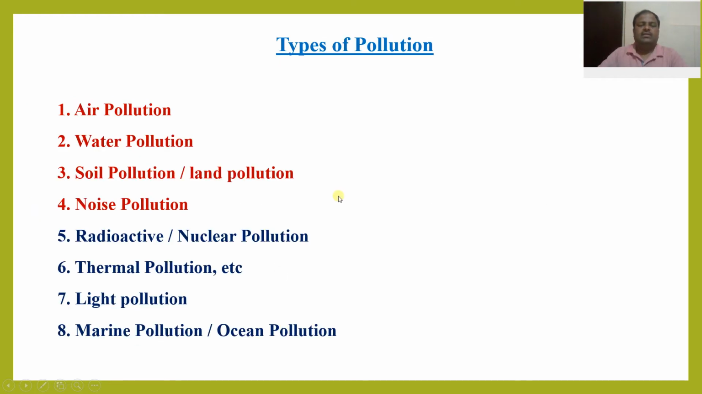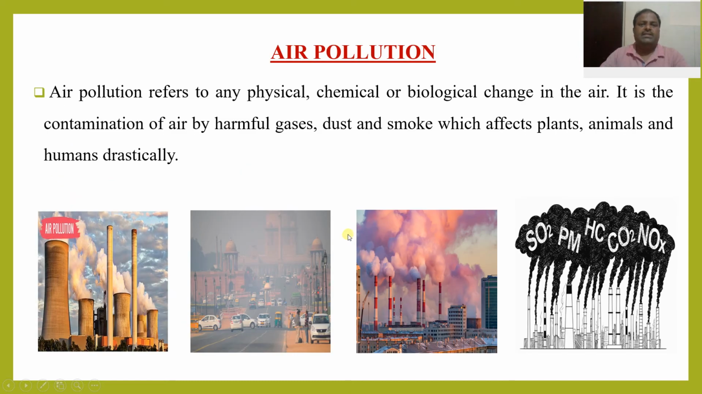So next, the types of environmental pollution, that is air pollution, water pollution, soil pollution or land pollution, noise pollution, radioactive or nuclear pollution, thermal pollution, light pollution, marine pollution or ocean pollution. So these are some different types of pollution. Let us discuss one by one in detail. So first one is air pollution.